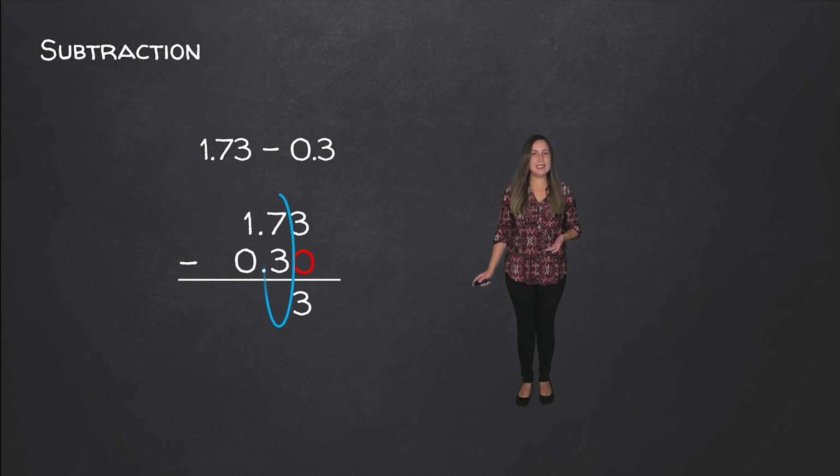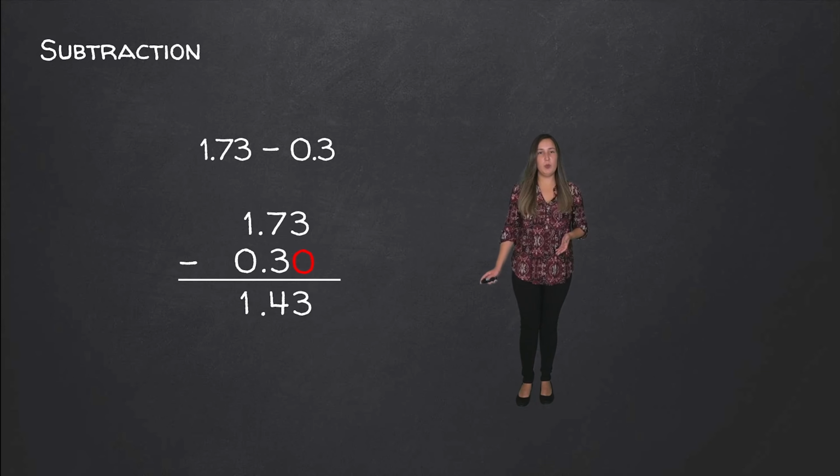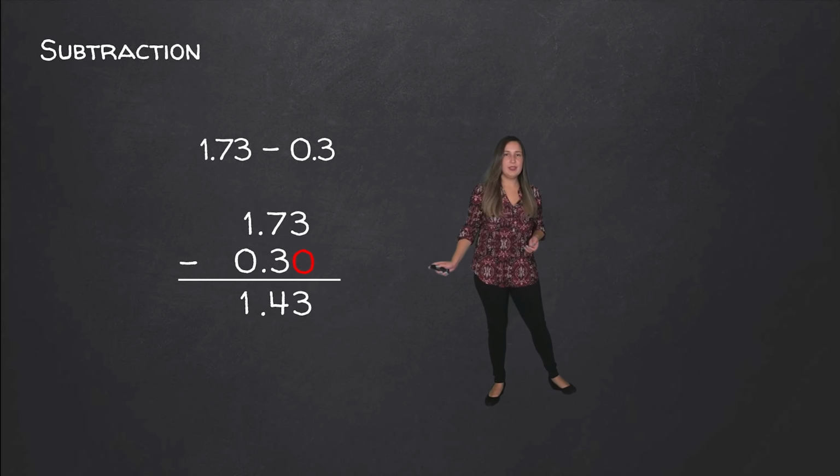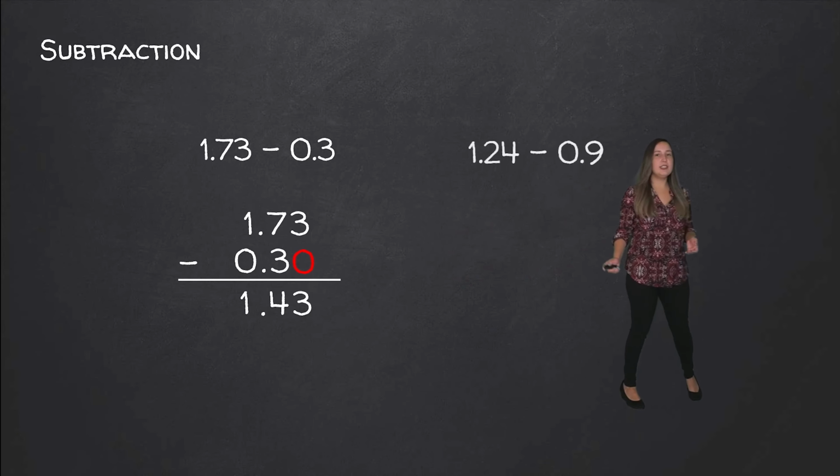Then we move on to 7 minus 3, and that is equal to 4. Make sure you bring down the decimal point. Then we have 1 minus 0, which is equal to 1. And so 1 and 73 hundredths minus 3 tenths is equivalent to 1 and 43 hundredths. So let's do another example.